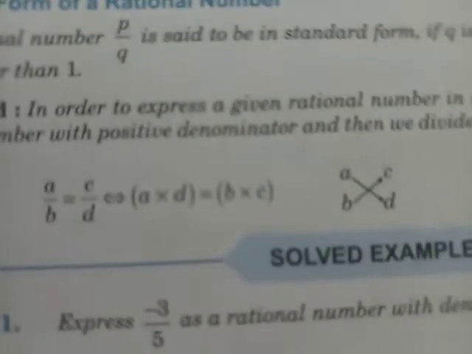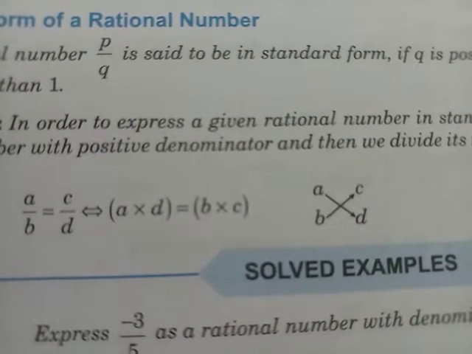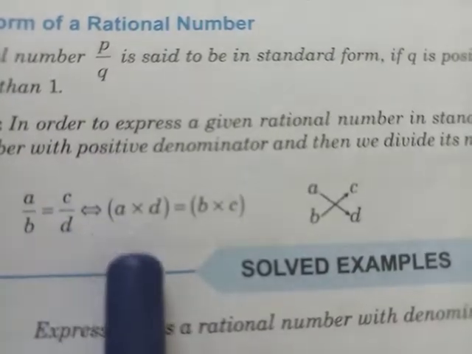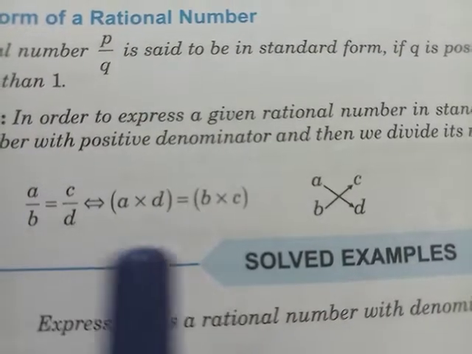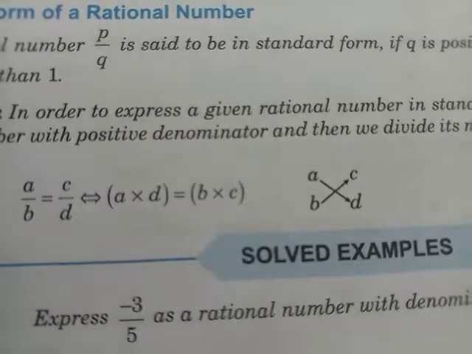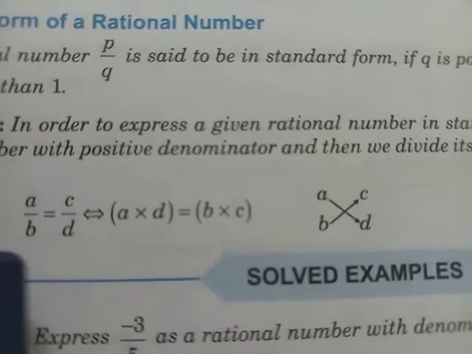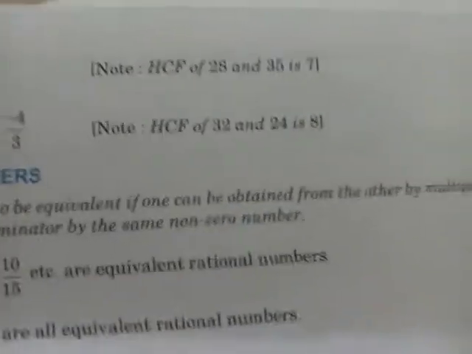If two fractions are equal, two rational numbers are equal, that is a upon b is equal to c upon d, then a into d is equal to b into c. A into d is equal to b into c. This is possible when two rational numbers are equal. Okay, children? Now I come to the word equivalent fraction.